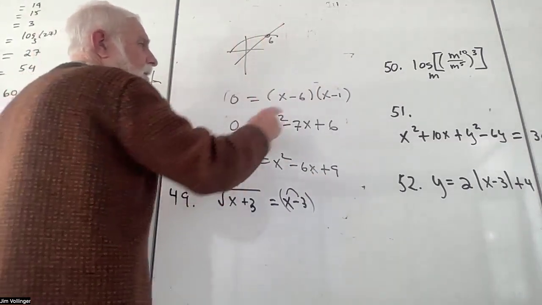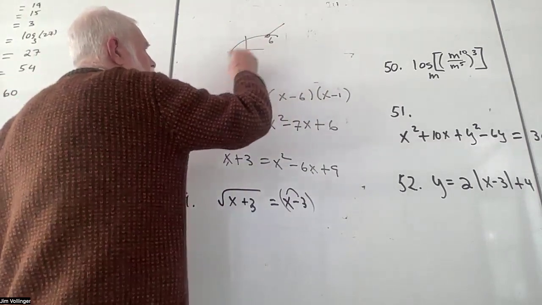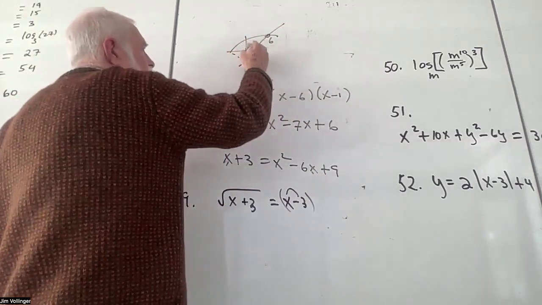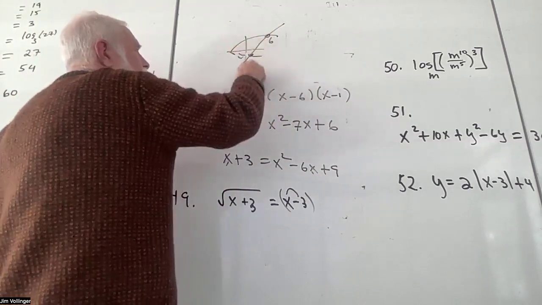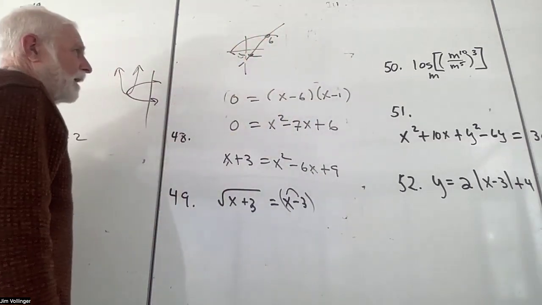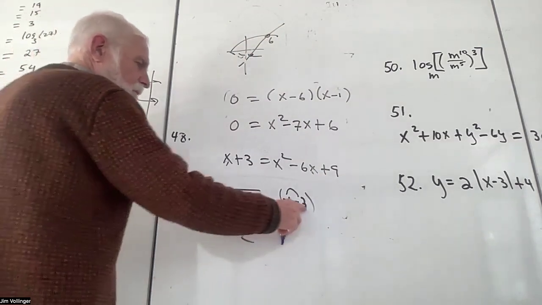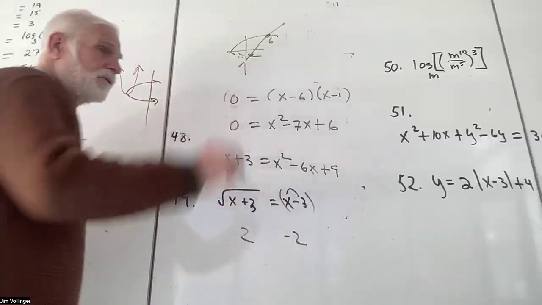The other one, at 1, well, I guess I can do a better drawing now. The other one was, there, a fictitious, extra answer. 1 doesn't work. Okay, what happens when you put 1 in? You get the square root of 4, which is 2, and 1 minus 3 is negative 2. Almost works.